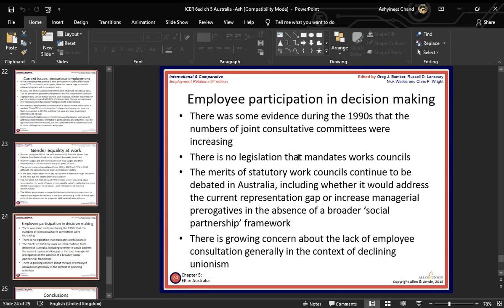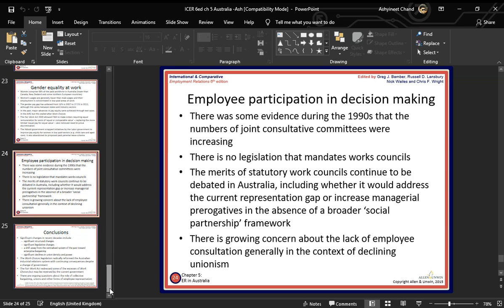Finally, employee participation, employee involvement and participation in decision making. There was some evidence during the 1990s that the numbers of joint consultative committees were increasing. There is no legislation that mandates works councils, so employee involvement and participation in Australia is voluntary, it's not compulsory. The merits of statutory works councils continue to be debated in Australia, including whether it would address the current representation gap or increase managerial prerogatives in the absence of a broader social partnership framework. There is growing concern about the lack of employee consultation, generally in the context of declining unionism.